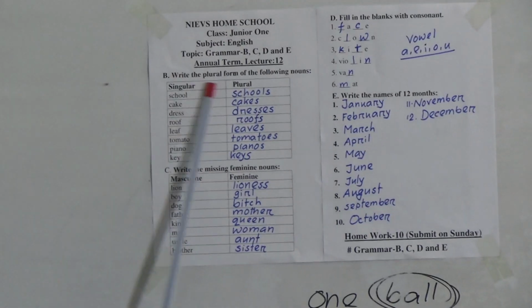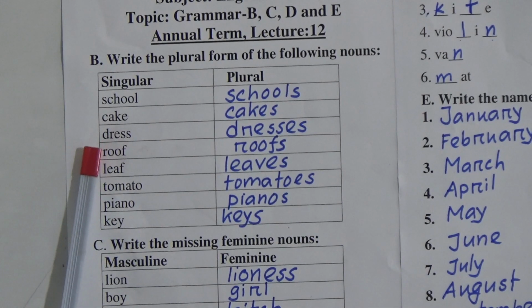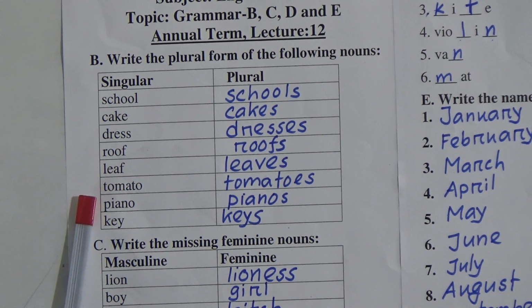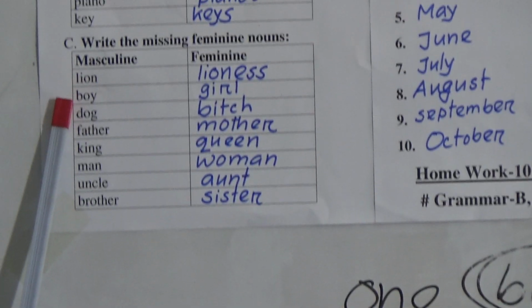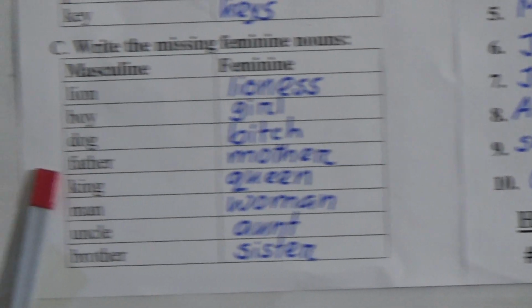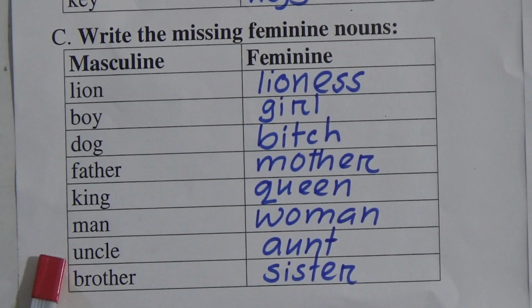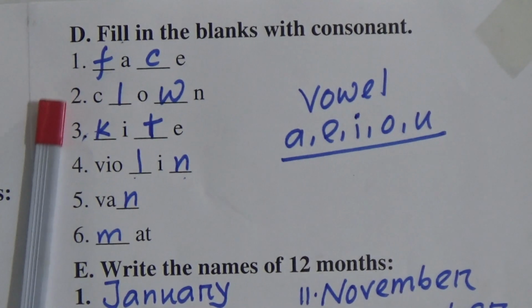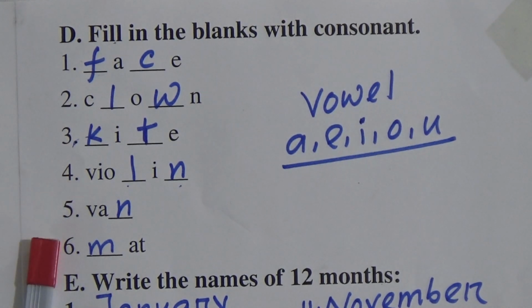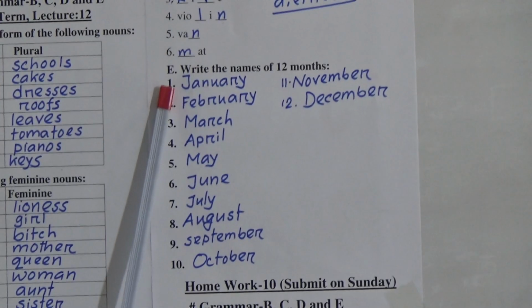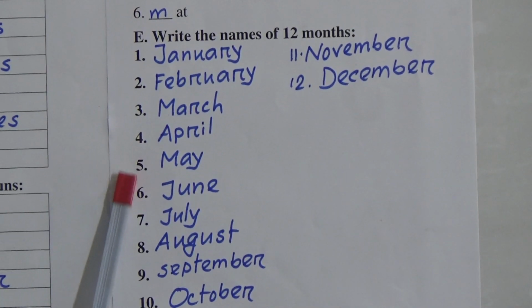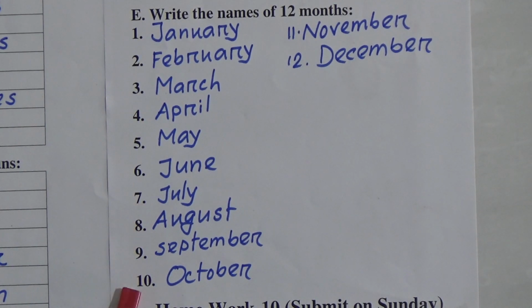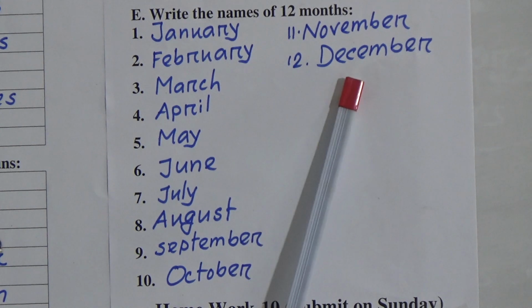Number B, write the plural form of the following nouns: school, schools; cake, cakes; dress, dresses; roof, roofs; leaf, leaves; tomato, tomatoes; piano, pianos; key, keys. Write the missing feminine nouns: lion, lioness; boy, girl; dog, bitch; father, mother; king, queen; man, woman; uncle, aunt; brother, sister. Fill in the blanks with consonants: face, clown, kite, violin, van, mat. Write the names of 12 months, from January to December.